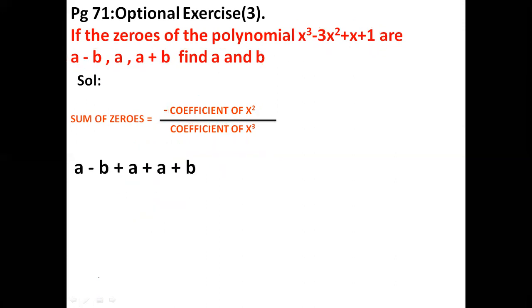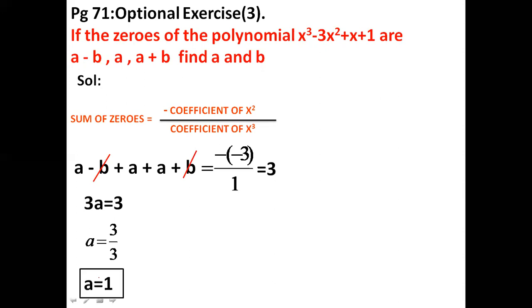So here the sum of zeros, a minus b plus a plus b, is equal to minus the coefficient of x square, which is minus 3, by the coefficient of x cube, which is 1. So minus of minus is plus, so that is equal to 3. So b and b get cancelled. So 3 a's are there, 3a is equal to 3. So this 3 on the left side comes to the right side, then it comes in the division. So a is equal to 3 by 3. The 3s get cancelled, a is equal to 1. Now you have to find the value of b.